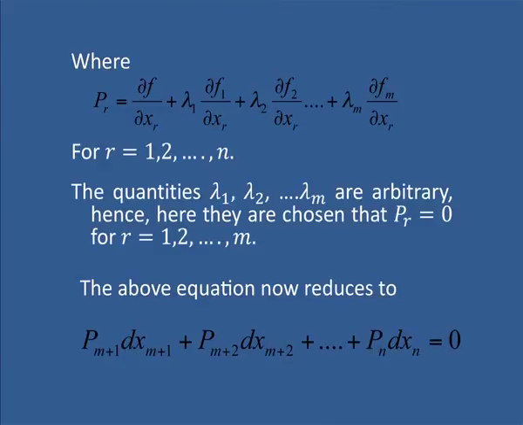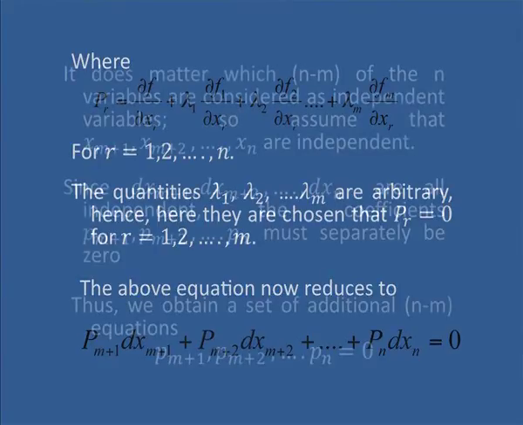The quantities lambda 1, lambda 2 and so on up to lambda m are arbitrary constants. Hence, they are chosen so that pr is equal to 0 for r equal to 1, 2, up to m. The above equation is now reduced to p m plus 1 dx m plus 1 plus p m plus 2 dx m plus 2 and so on up to pn dxn is equal to 0.